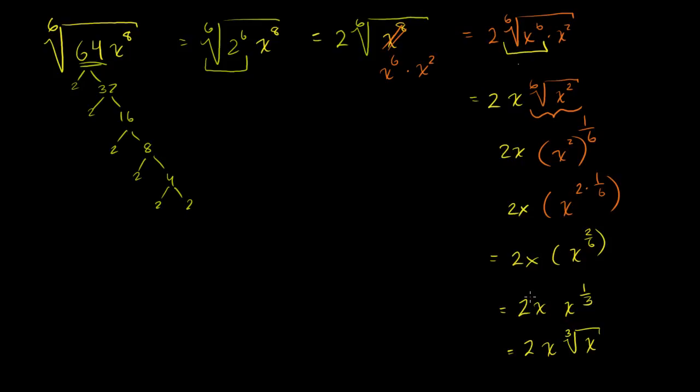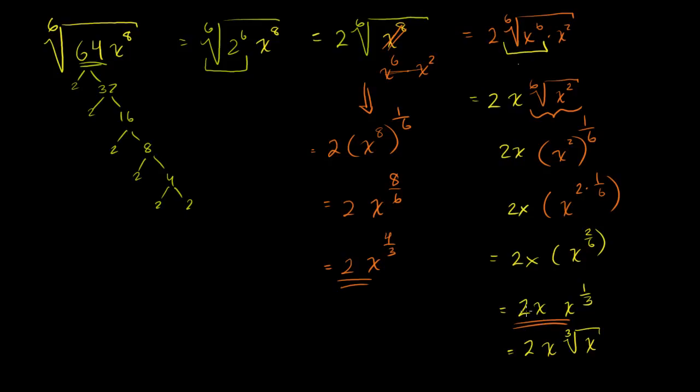Or the other way to think about it, we could ignore what we did before, and we could say this is the same thing as 2 times x to the 8th to the 1/6 power, right? So this is equal to 2 times x to the 8 times 1/6, 8/6 power. Now we can reduce that fraction. That's going to be 2 times x to the 4/3 power. And this are completely equivalent.